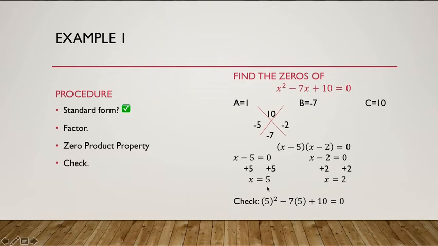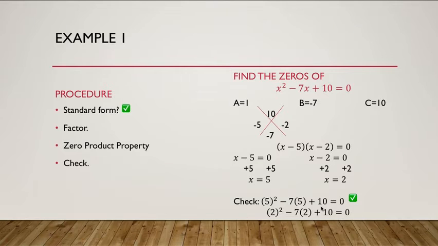So 5 squared minus 7 times 5 plus 10 should equal 0. If we put that into our calculator, 5 squared minus 7 times 5 plus 10 does equal 0. So x equal to 5 is an answer.